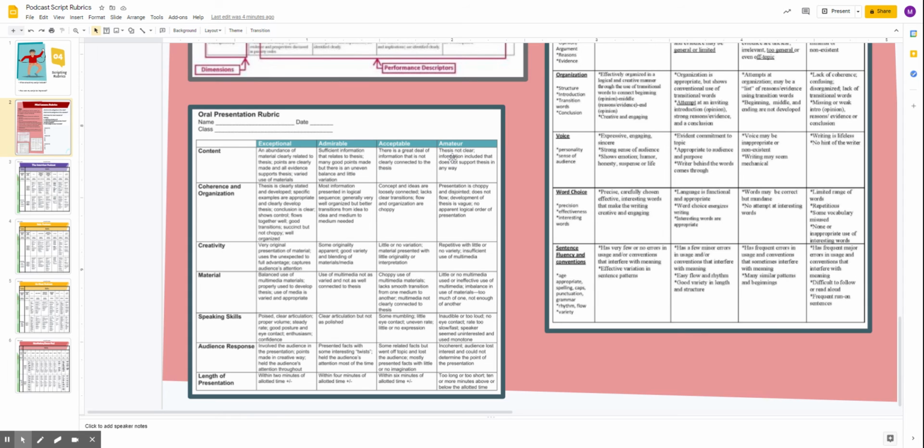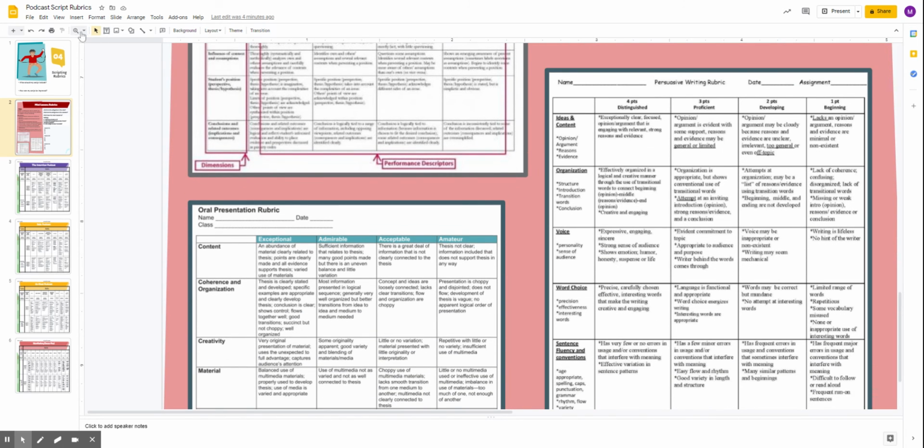And then when you jump down here, the thesis isn't clear. The information that is included doesn't support the thesis in any way. So we have a scale that says what the very best result looks like and what the result that needs the most work looks like. And then we can look at that for each one of these categories or dimensions.